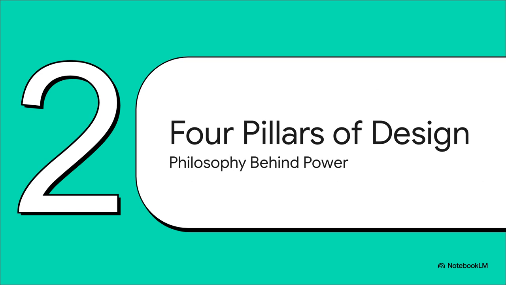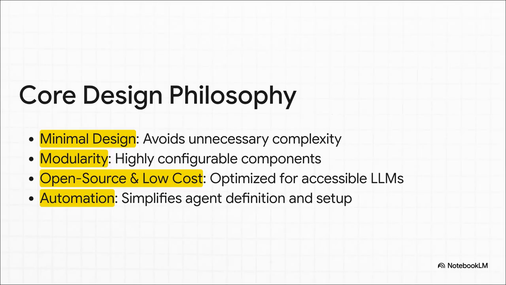To understand that, we've got to look at the 4 pillars of its design. This is really the philosophy that gives the framework all its power. So it's built on these 4 key ideas. First, minimal design. They're avoiding all that unnecessary complexity and overhead. Second, modularity, which, as you know, is huge. You can easily swap out components. Third, a laser focus on being open source and low cost, so it's optimized for the models we can all access. And finally, automation. They use things like simple YAML configs to make defining and setting up agents way, way easier.